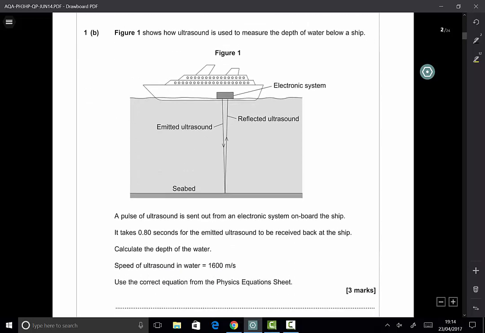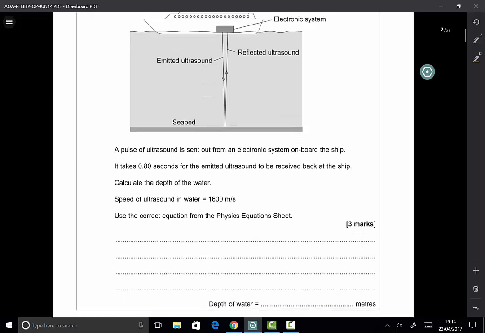Figure 1 shows how ultrasound is used to measure the depth of water below a ship. A pulse of ultrasound is sent out from an electronic system on board the ship. It takes 0.8 seconds for the emitted ultrasound to be received back at the ship. Calculate the depth of the water. The speed of ultrasound in water is 1,600 meters per second.